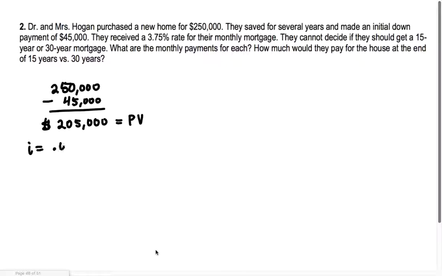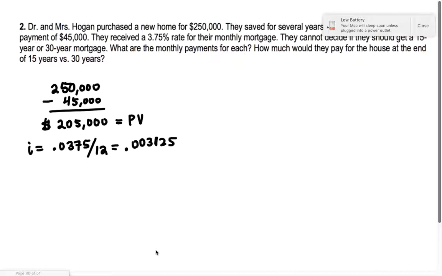Their rate is 0.0375, but remember in these formulas we divide by the number of months we're doing it every year. So I have 0.003125, which you can store if you want to. Sometimes it's nice to store that value. And then find n and set up your equation.